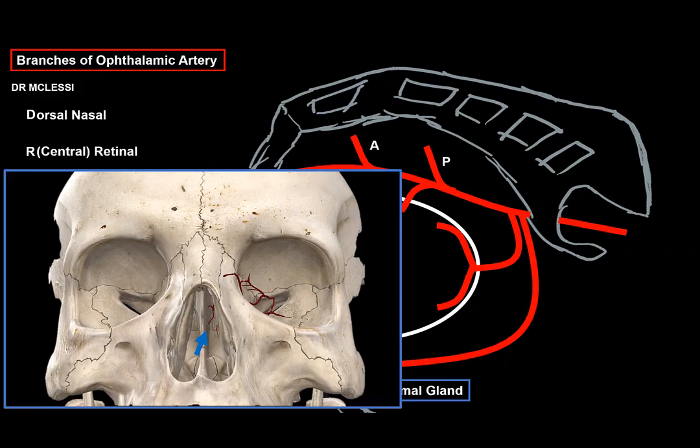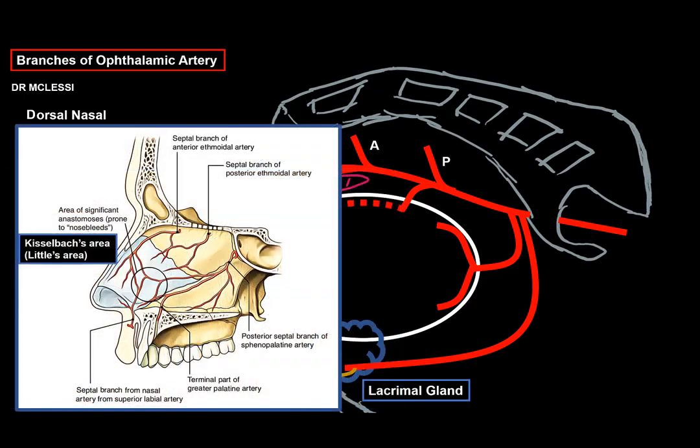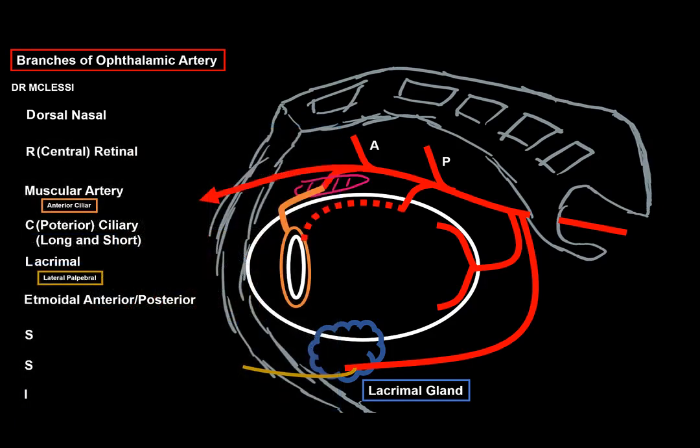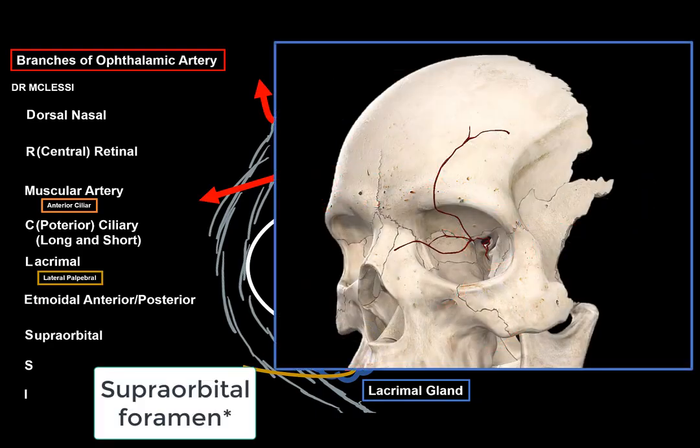So what's interesting here is that they contribute to form a plexus of arteries in the septum of the nose called the Kisselbach's area or Little's area. And this is the area that you usually rupture when you nosebleed. It is formed by the greater palatine and the sphenopalatine of the maxillary artery, and the superior labial of the facial artery, and the ethmoidal arteries of the ophthalmic. So that's these.